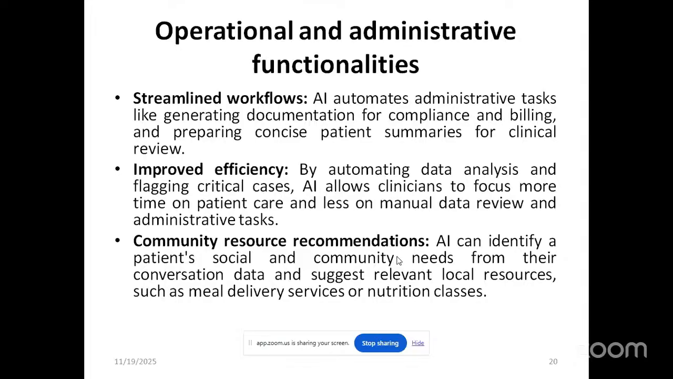Next is community resource recommendations. AI can identify the patient's social and community needs from conversation data and suggest relevant local resources, such as meal delivery services or nutrition classes. These are all operational and administrative functionalities.